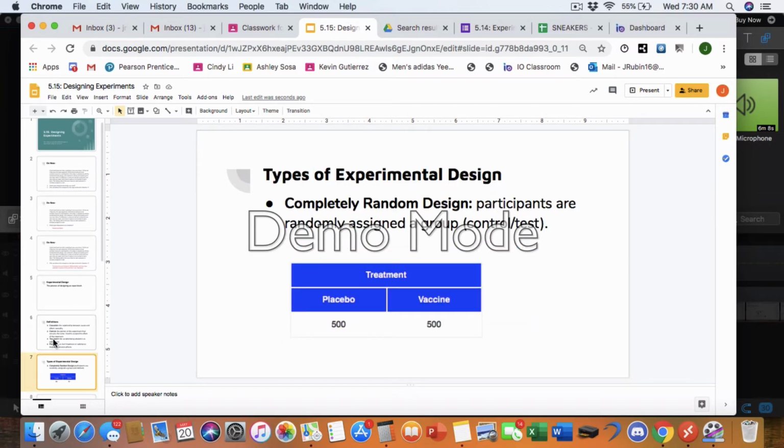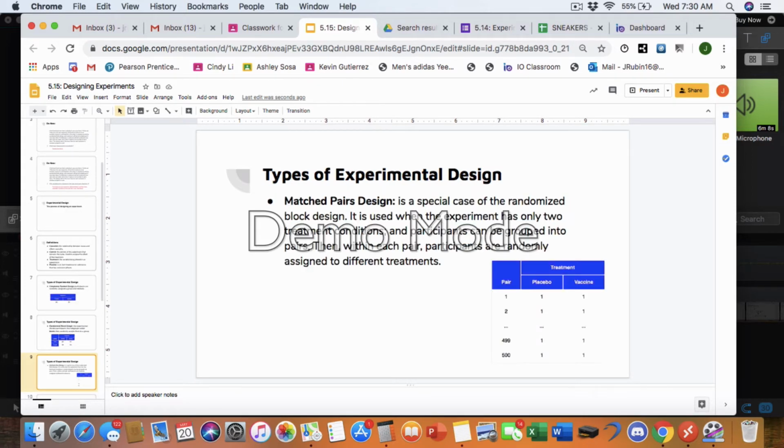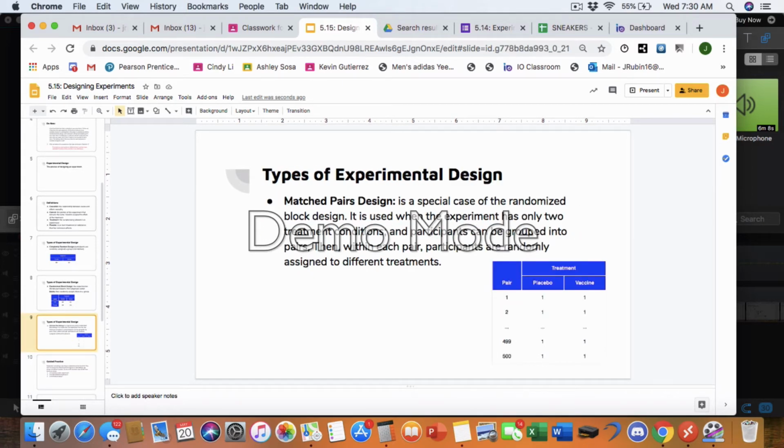Again, you have completely randomized, randomized block, and matched pair. These are here just to help you and just so that they're local, available to you. You don't have to go searching through Google Classroom for them.